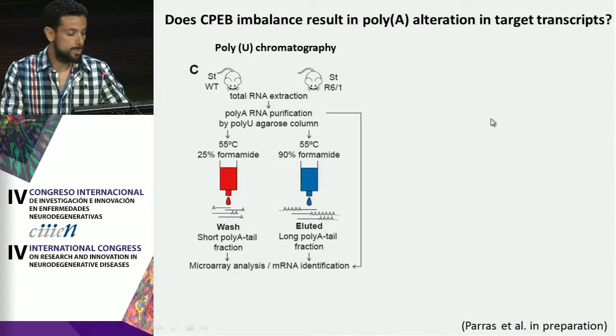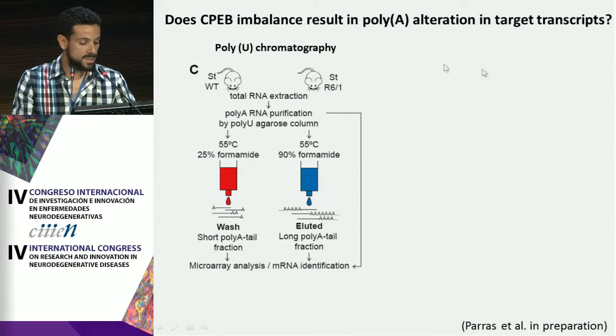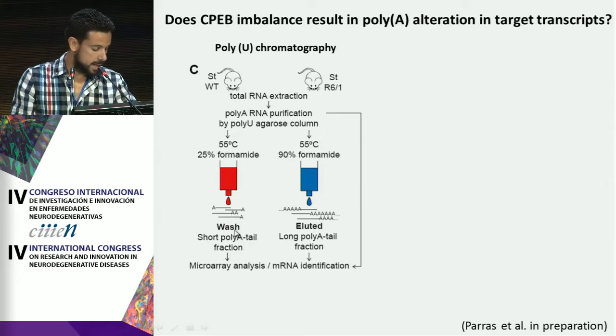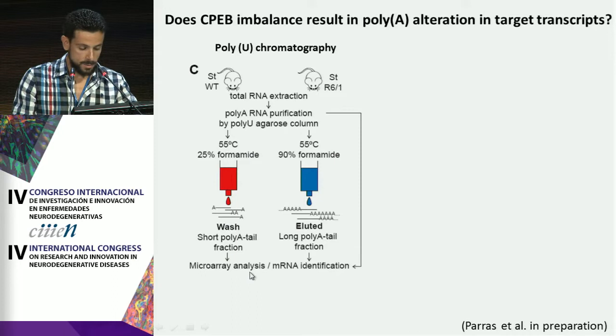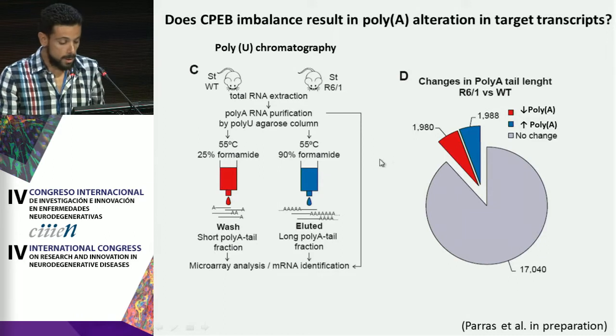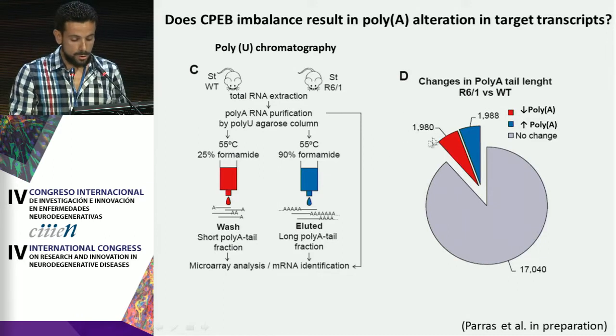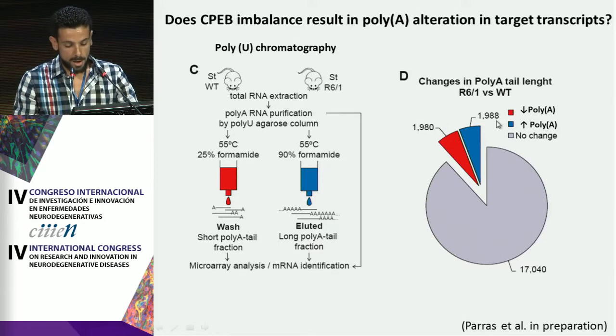But does this CPB imbalance result in a poly-A alteration? For this, we performed a poly-U chromatography. We extracted RNA from wild-type and R6/1 mice striatum, and then passed this RNA through a poly-U chromatography. We obtained two main fractions: the first one, RNA with a short poly-A tail, and the other one with a long poly-A tail. Then we identified these RNAs. When we compared R6/1 mice with wild-type, we found that around 2,000 genes are shortened in R6/1 mice, and another 2,000 are lengthened.